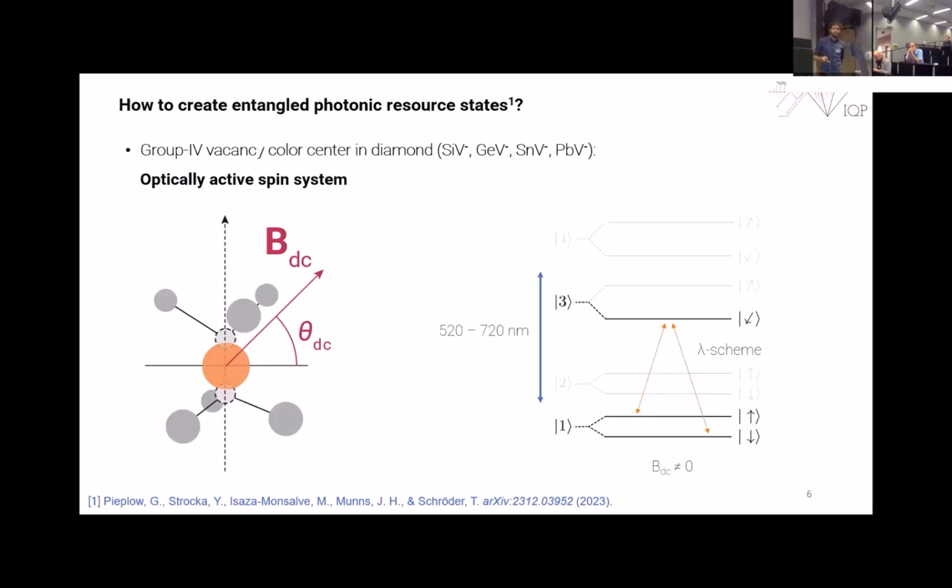So for this optical entangling scheme that I'm going to present, the really important levels to understand the principle here are the standard scheme formed by the lowest lying excited state and the two ground states. This will facilitate one of the spin-photon entanglement schemes.